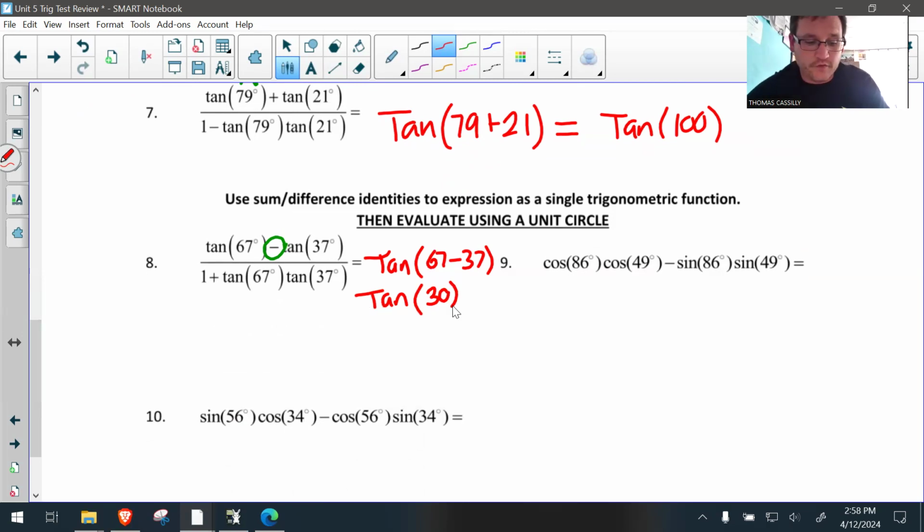What is the tangent of 30? You just go to your unit circle, your tangent of 30 is the square root of 3 over 3. And that one's done.